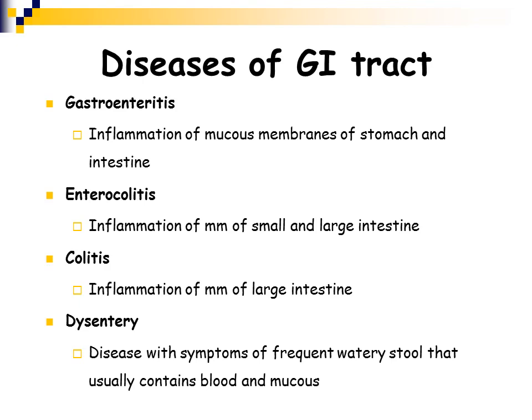There are many different types of diseases that you can get in the gastrointestinal tract. So there's gastroenteritis, or inflammation of the mucous membranes of both the stomach and the intestines. There's enterocolitis, which is inflammation of the mucous membranes of the small and large intestine. There's colitis, which is inflammation of the mucous membranes of the large intestine. And then there's dysentery, and this is a specific disease.